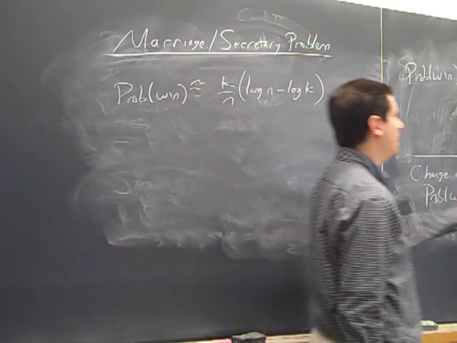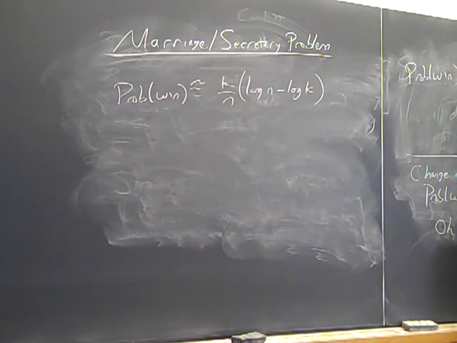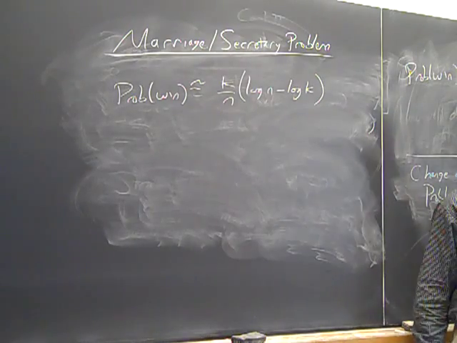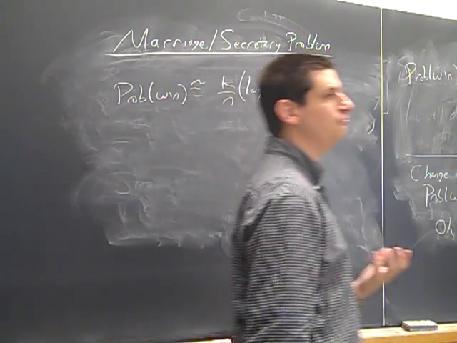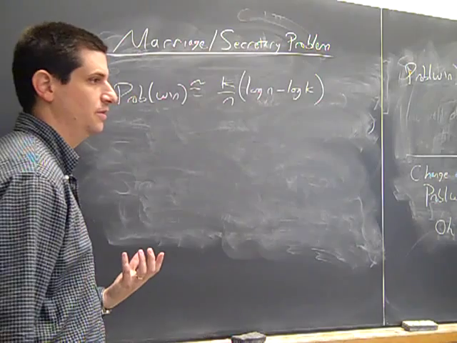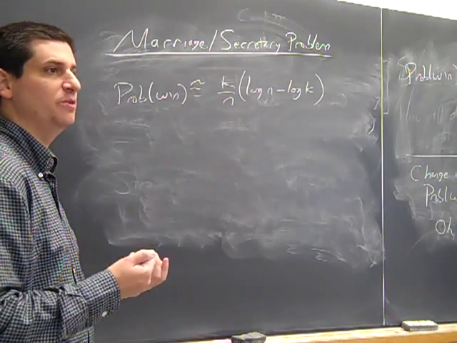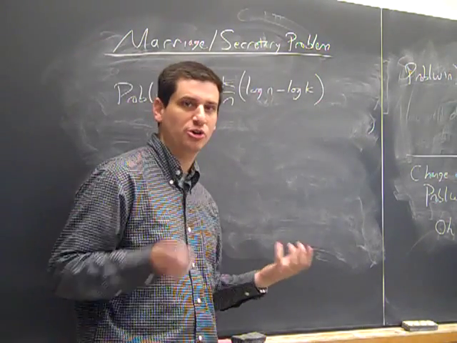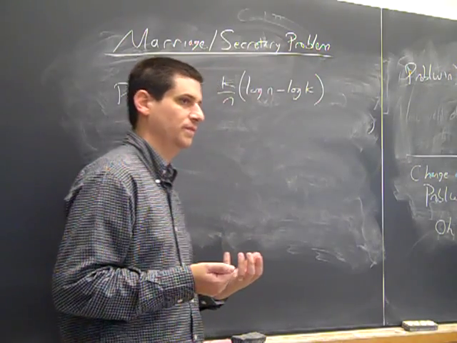If n and k are large, the log of n minus 1 is approximately the log of n. The log of k minus 1 is approximately the log of k. This is a really good approximation. Okay? We're going to look at a large number of people. I mean, if n is 1,000,000, I'm not going to look at just 2 people.